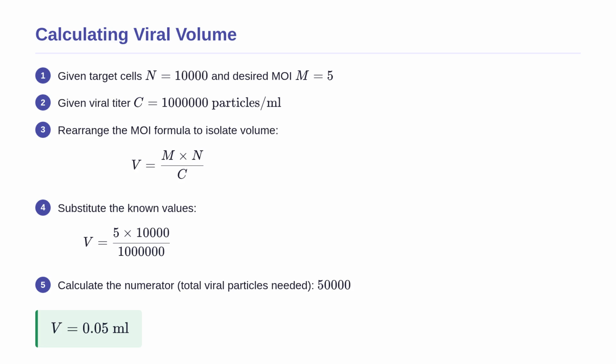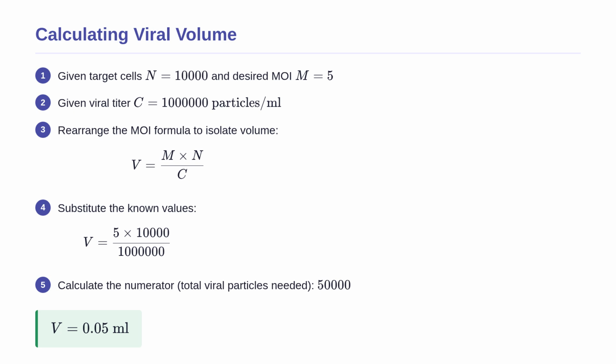Now that we have our formula, let us apply it to a real laboratory scenario. A researcher wants to infect 10,000 early embryonic cells. They want an MOI of 5, meaning 5 viral particles per cell, and their viral stock has a concentration of 1 million particles per milliliter. We need to find the volume, V.